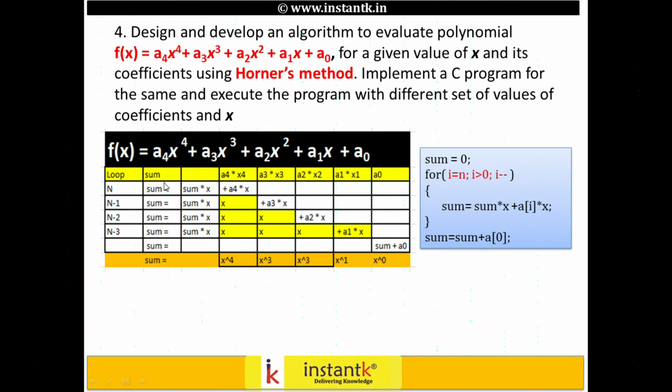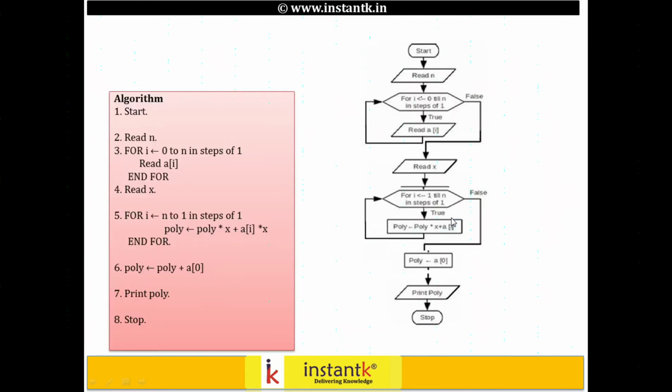In this way, at the end of it we would have computed a4 into x to the power of 4, a3 into x to the power of 3, a2 into x to the power of 2, and a1 into x to the power of 1, and a0. We intentionally copy the value of a0 separately.